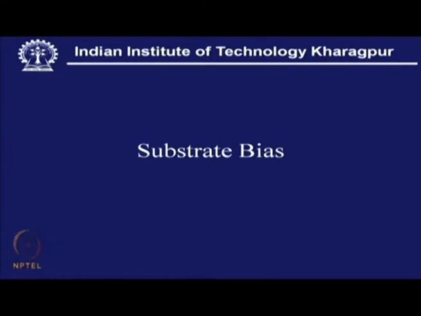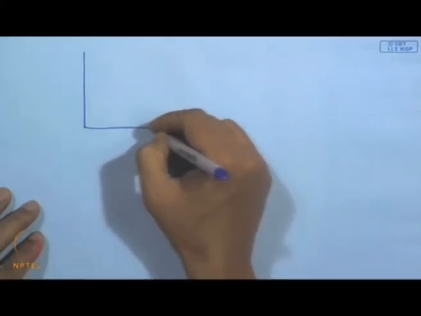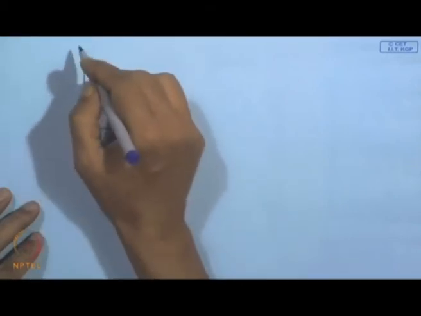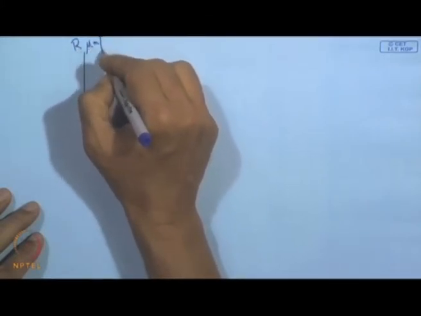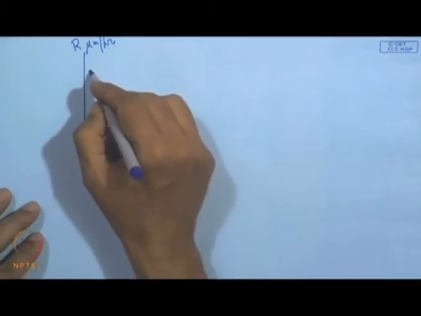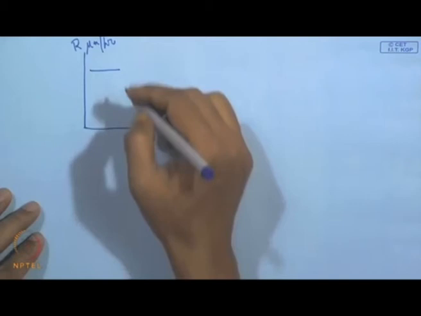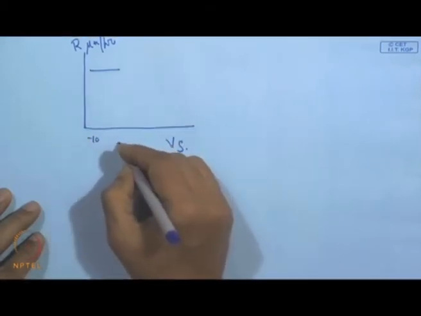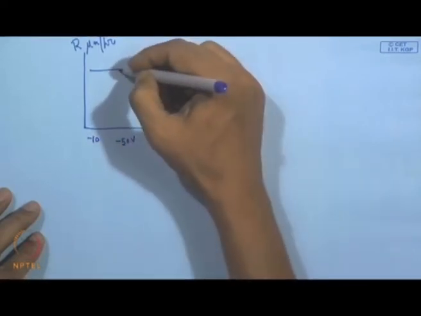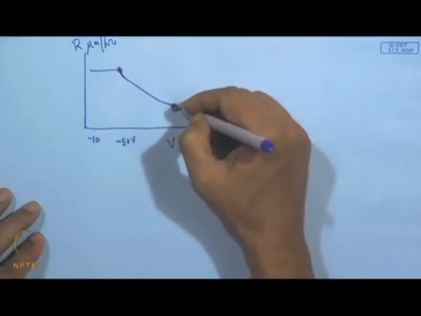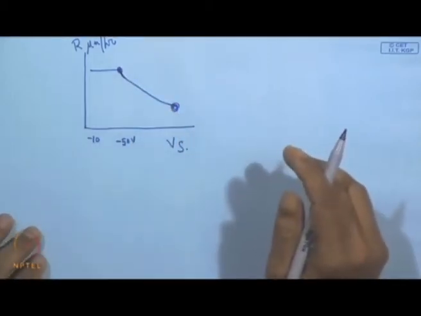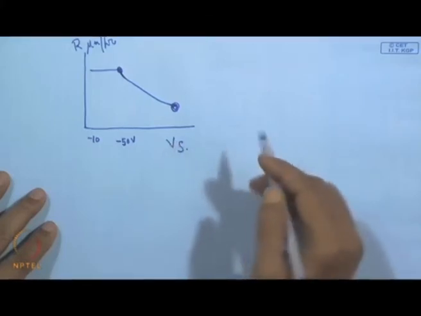Then comes substrate bias. Now, this substrate bias has an immediate effect on all those process variables. So, this is the sputtering rate, say R micron per hour. Quite interestingly, it is uniform over a certain range of bias. It may start from say minus 10 volt, and when it comes to minus 50 volt, it has a falling trend and drops quite significantly. That means the sputtering rate is quite low because of the re-sputtering from the substrate.